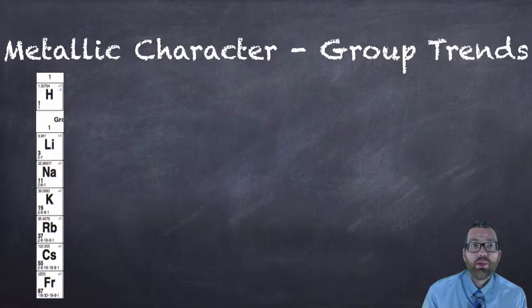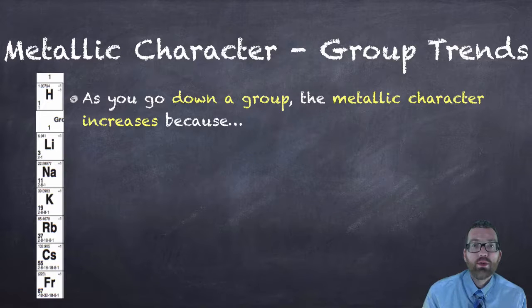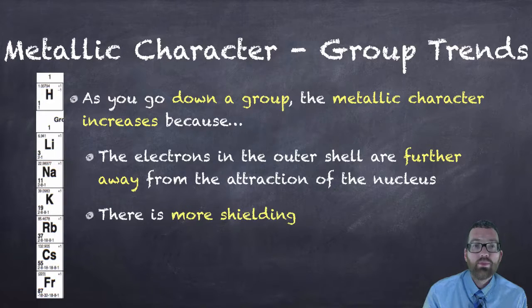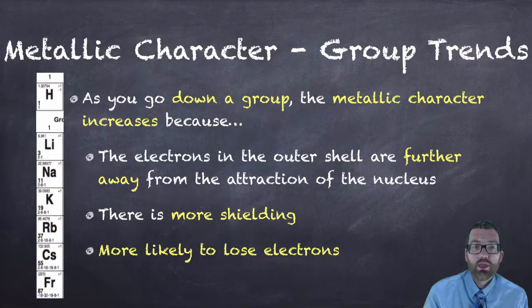So let's look at the group and period trends. As you go down a group, the metallic character is actually going to increase. That's because the electrons in the outer shell are further away from the attraction of the nucleus. As we go down the group, we get another shell each row down. Also, there's more shielding, so the electrons in the outer shell aren't being influenced as much as the electrons in the core shells. Therefore, they're more likely to lose electrons.